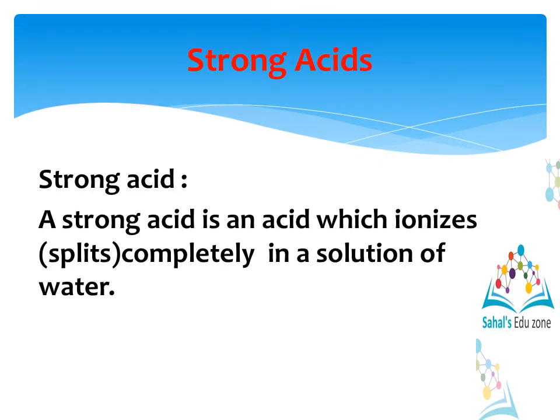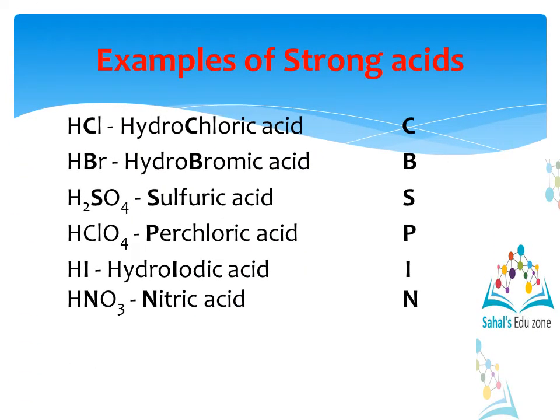Strong acid. A strong acid is an acid which ionizes completely in a solution of water. Examples of strong acid: hydrochloric acid, hydrobromic acid, sulfuric acid, perchloric acid, hydroiodic acid, nitric acid. Mnemonic for strong acid is CBS-PIN.